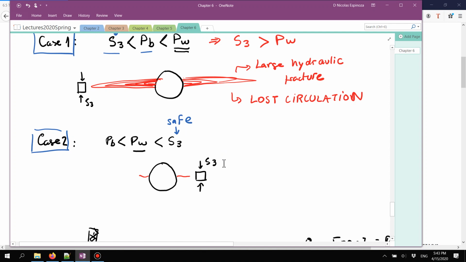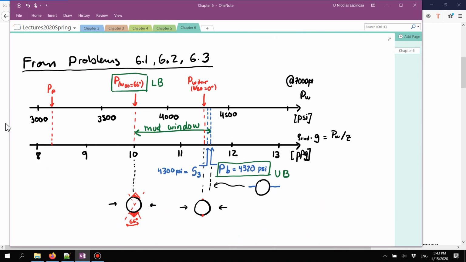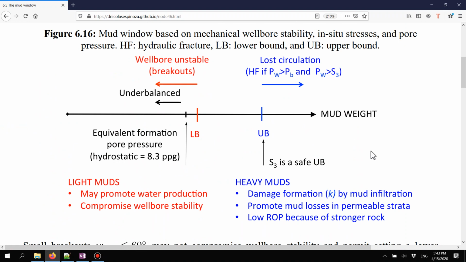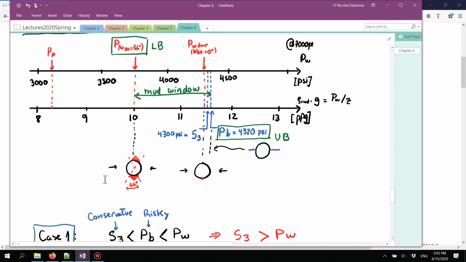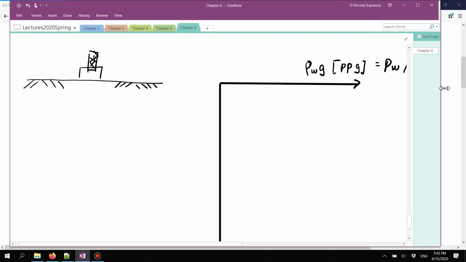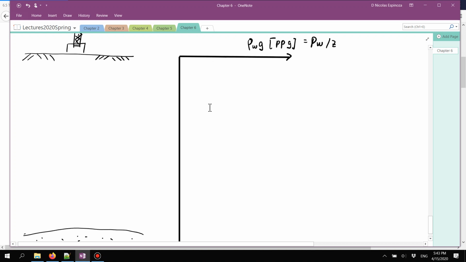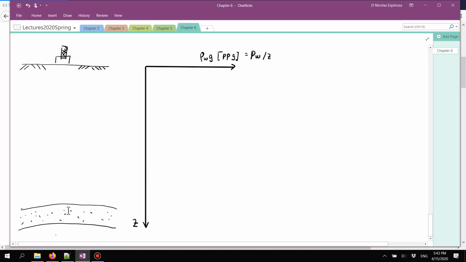Okay, let's see now how we use this mud window that we have determined here, with the application for the previous case, conceptually, to a real case and to an application of drilling. So here I have made a schematic of a drilling rig onshore, and in this drilling rig what we're going to do is drill up to this formation, which is here. And we are going to determine what is the mud weight needed for that formation.